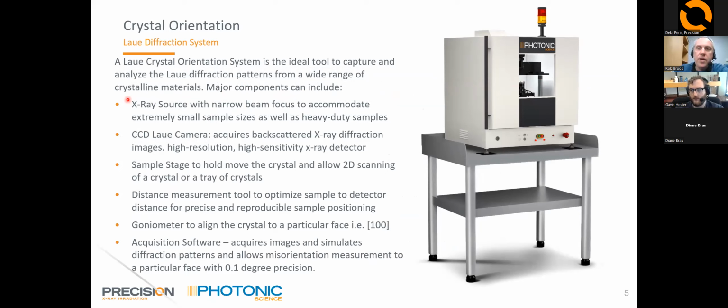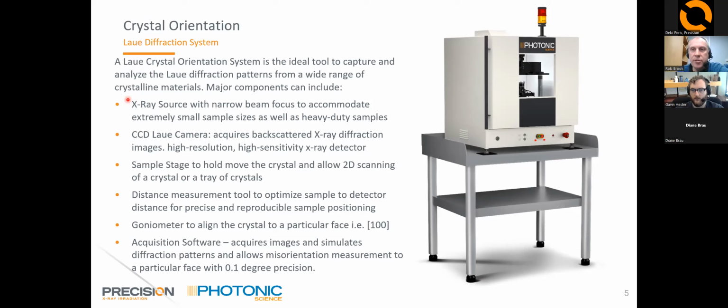We have motorized stages that allow you to drive the sample around and position it under the camera. And you can also have, like I was saying, a tray to scan a range of samples, or a goniometer, which you can use to align the crystal to a particular face once you've indexed it.